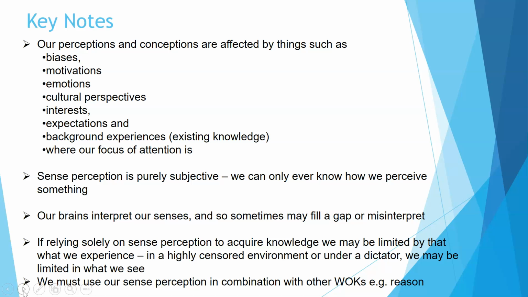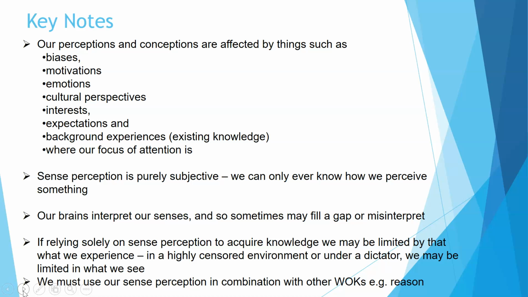Another thing to remember is that sense perception is purely subjective. I noticed when I was looking at your OneNote, some of you got confused between subjective and objective. So remember, subjective means it comes from you inside. So your emotions will be subjective, your sense perception will be subjective. Your idea of reasoning will probably be objective, or it should be objective. So objective means when you can see it from somebody else's perspective. Remember, our brains interpret our senses, and so sometimes may fill a gap or they may misinterpret what we see.